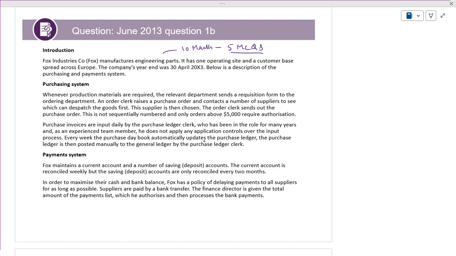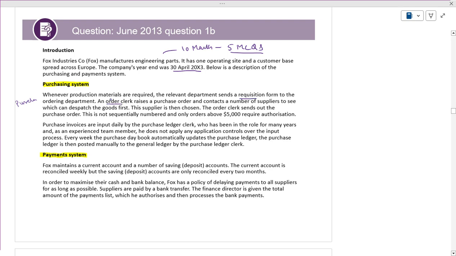Fox Industry manufactures engineering parts. Now you have to tell me what the deficiency is. It has one operating site and customers spread across Europe. The company year end is 30th September. There is the below description. They are given two things with respect to the purchase system and with respect to the payment system. Whenever production materials are required, the relevant department sends a requisition to the purchase order department.